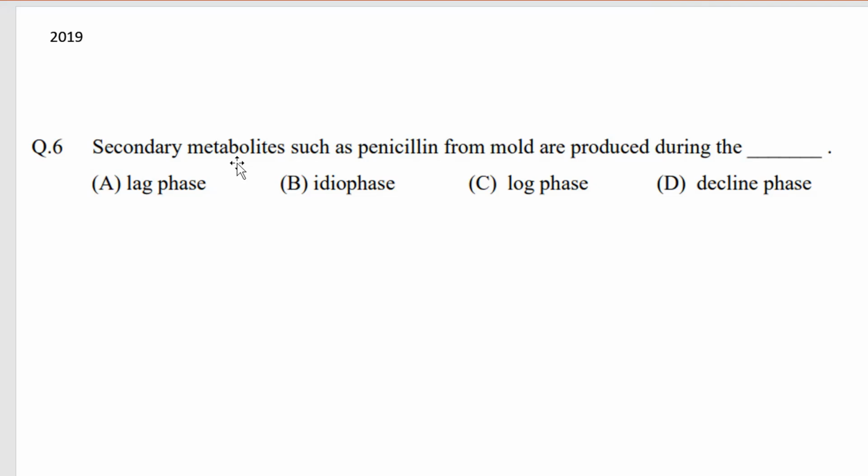Secondary metabolites and primary metabolites are two kinds of metabolites. Primary metabolites in bacteria are those that are required for the growth and division of the bacteria, for the normal live cell processes like transcription, translation, growth, cell wall synthesis, and all those things. They come under primary metabolites.